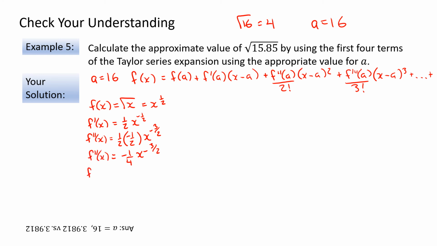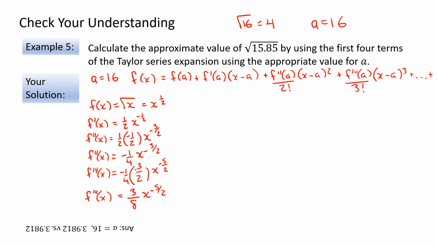And our third derivative, f triple prime of x, is equal to negative 1/4 times negative 3/2 x, again subtracting 1, we get negative 5/2. So simplifying this, f triple prime of x comes to 3/8 x to the negative 5/2. Okay, that's just me taking those derivatives. All right.